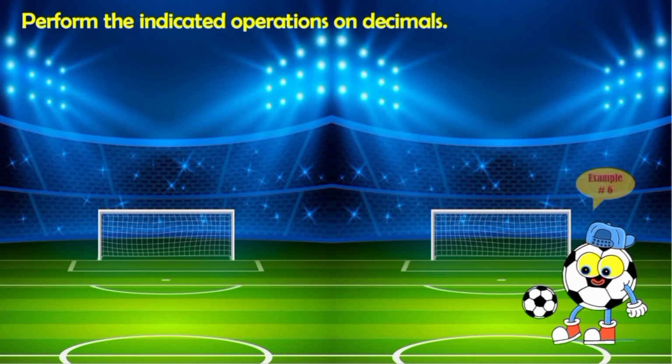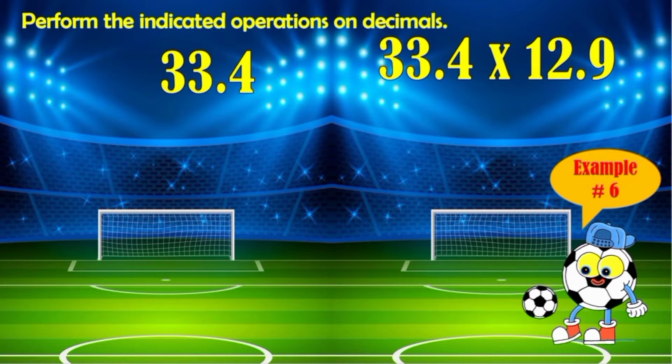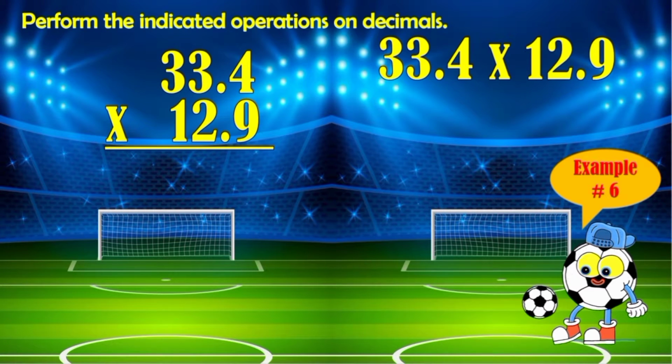Example number 6. 33.4 times 12.9. Let's multiply the two factors. First, multiply 9 times 4. Our product is 36. Put 3 at the top as carry 3. Now let's proceed to 9 times 3, which is 27, plus 3, that is 30. Then we have carry 3. 9 times 3 is 27, plus 3, that is 30.